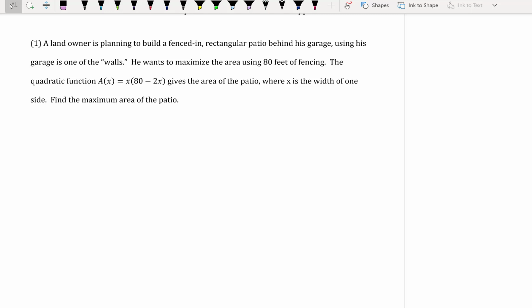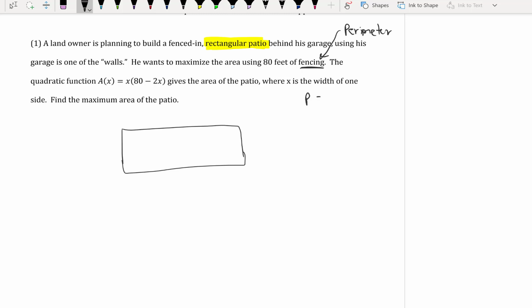So here, I want to go ahead and draw a picture. I think that's going to help me to understand. The shape here is a rectangular patio, so at the very least, I can draw a rectangle. And that's about the best rectangle I can draw right now. It says, using his garage as one of the walls, he wants to maximize the area using 80 feet of fencing. So fencing, that word right there, you want to think about it as the perimeter. So I have that my perimeter is equal to my 80 feet.